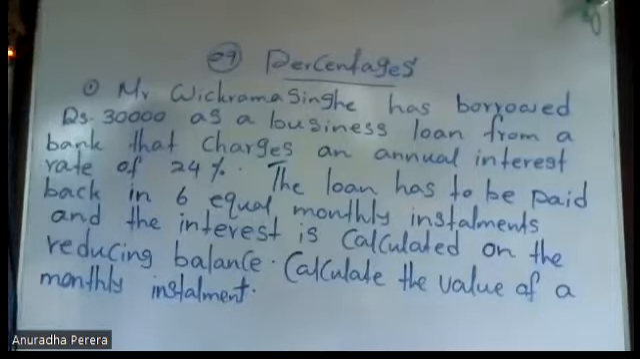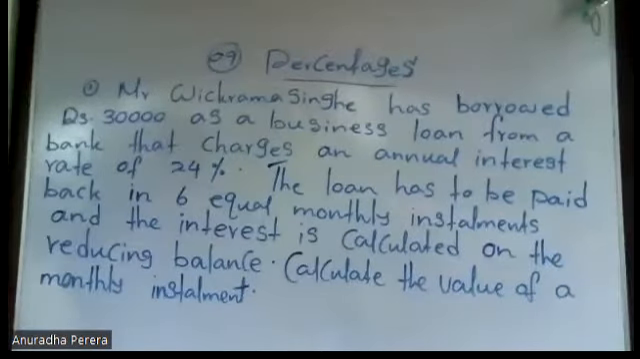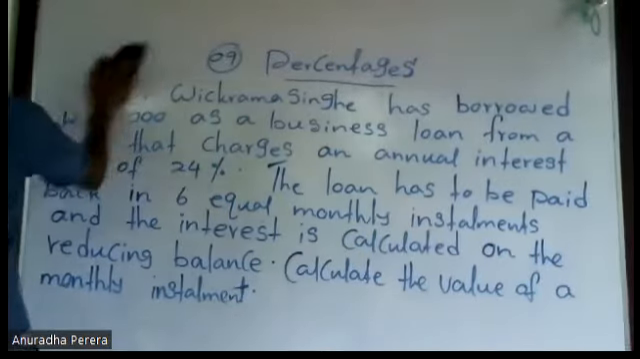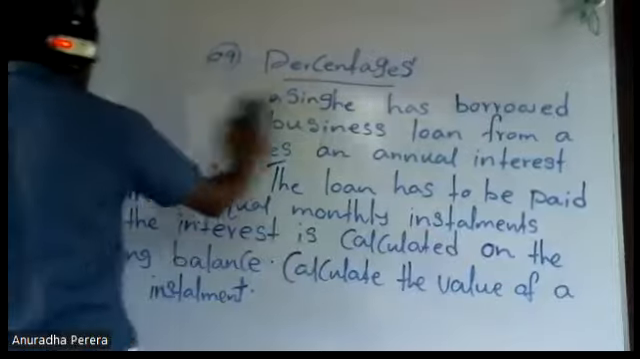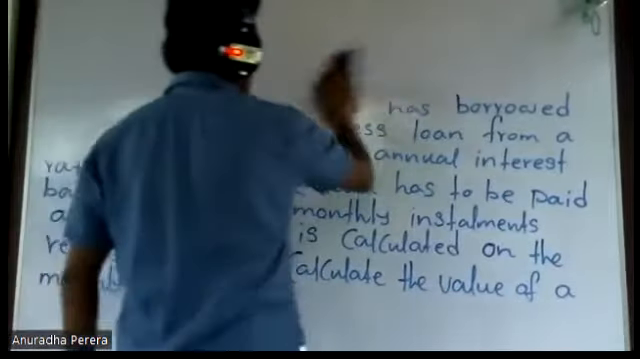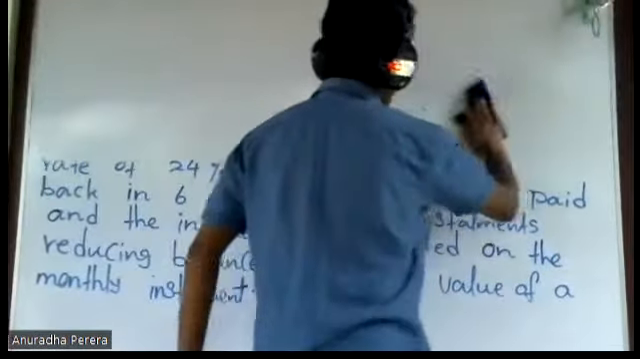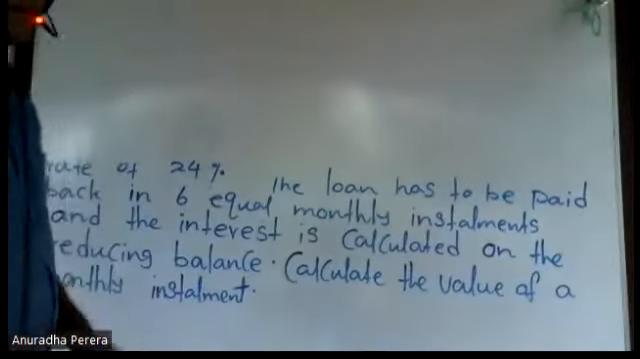Yes, sir. Right. Now we can determine the value of a monthly installment. First, what is the sum? Mr. Vikramasinghe has borrowed 30,000 as a business loan from a bank that charges an annual interest rate of 24%. The loan has to be paid back in 6 equal monthly installments. First, determine the monthly loan amount.